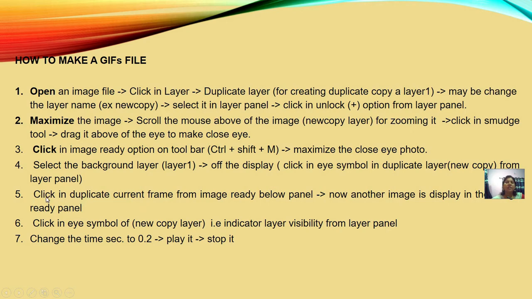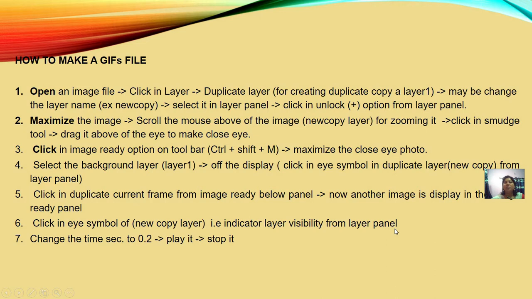So next, click on the duplicate current frame option from the image ready bottom panel. Okay, it is present inside your image ready panel. Now another image is displayed in the image ready panel. Then click on the eye symbol of the new copy layer, that is the indicator layer visibility, from the layer panel.